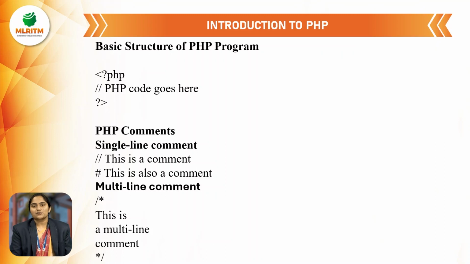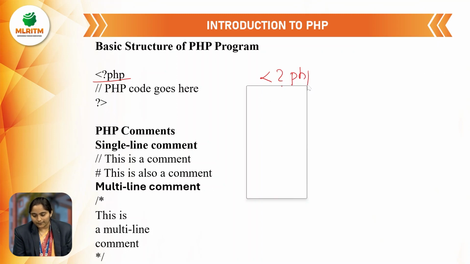Let us see the basic structure of a PHP program. Here is the sample structure. Every PHP script starts with an angular bracket, question mark, and php, and ends with a question mark and closing angular bracket. In between these two lines, we write the code. Let us see one sample program that prints a welcome message on the browser.